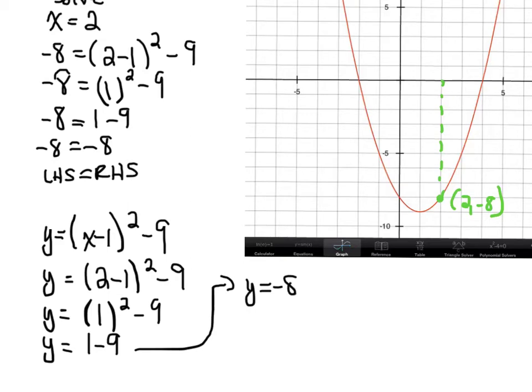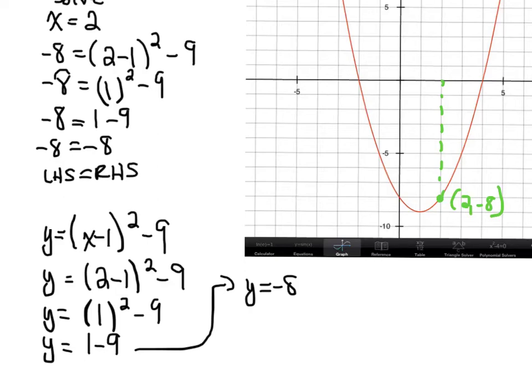And I can check again because I have the graph, so I can see if that makes sense, and yes it does. So when x is 2, y is equal to negative 8. And that's really what solving is: we have an equation and we can solve it algebraically, and we can also solve it graphically.